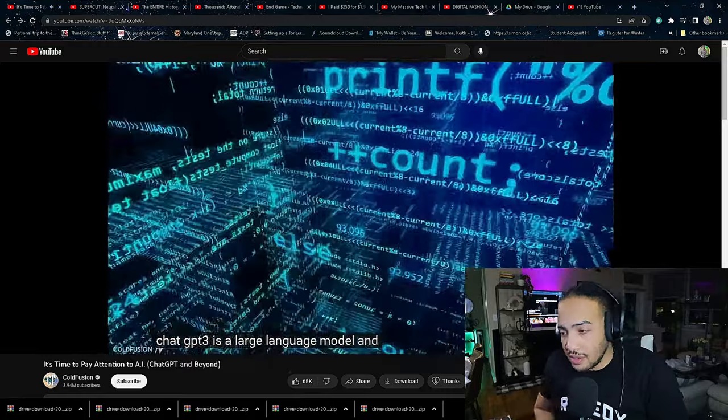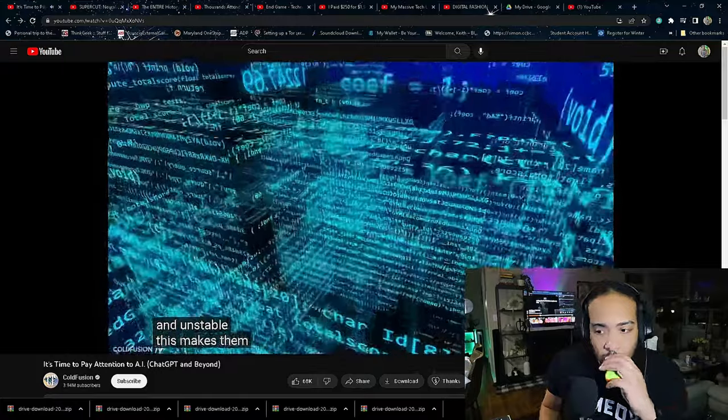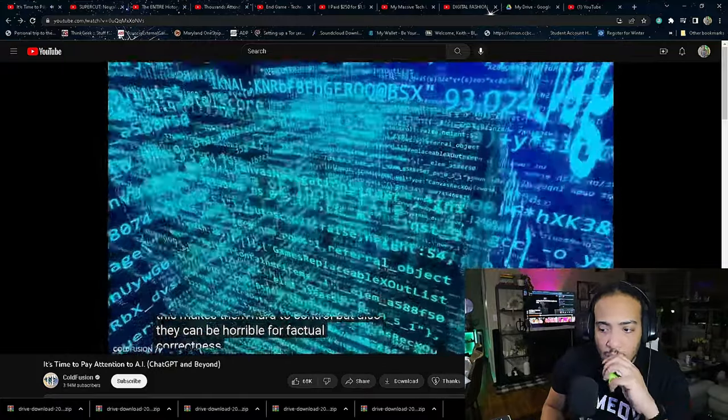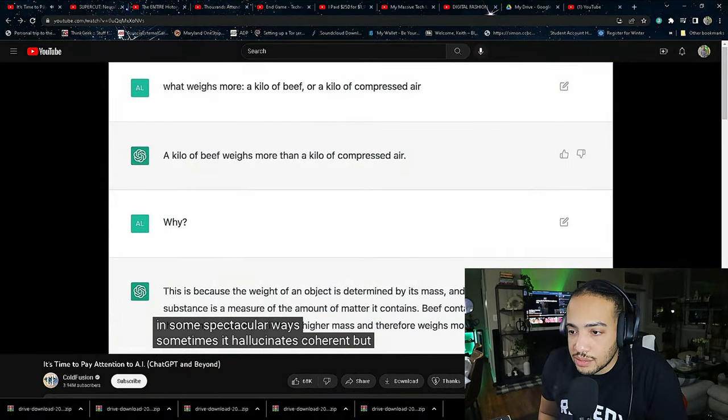ChatGPT-3 is a large language model, and as seen in those previous examples, large language models tend to be unpredictable and unstable. This makes them hard to control, but also they can be horrible for factual correctness. But this means it can fail in some spectacular ways. Sometimes it hallucinates coherent but nonsensical answers.